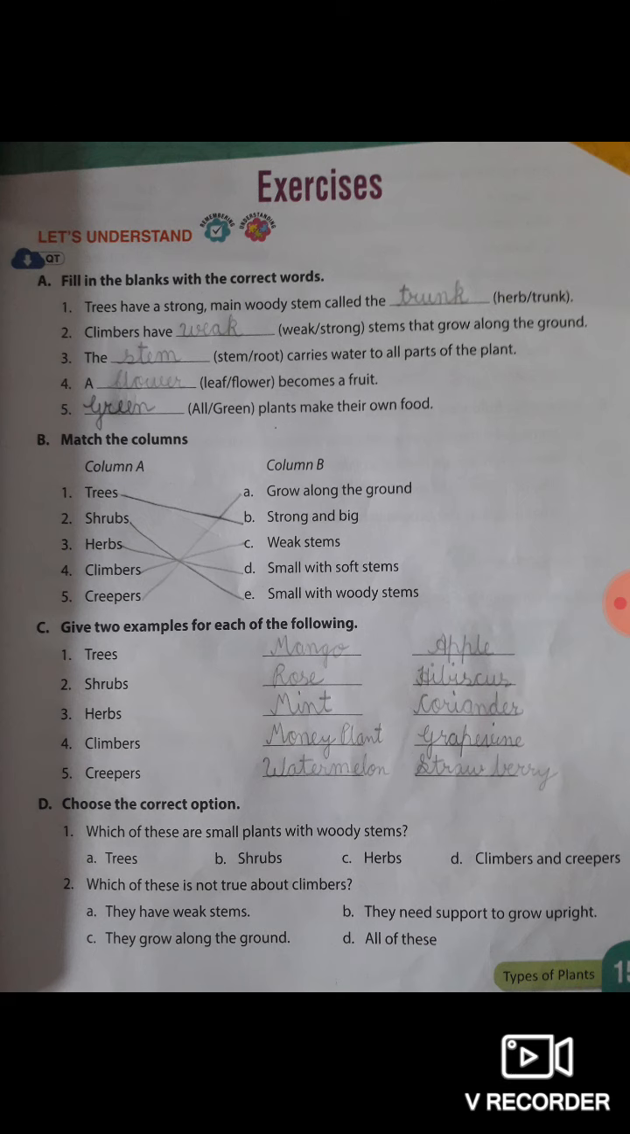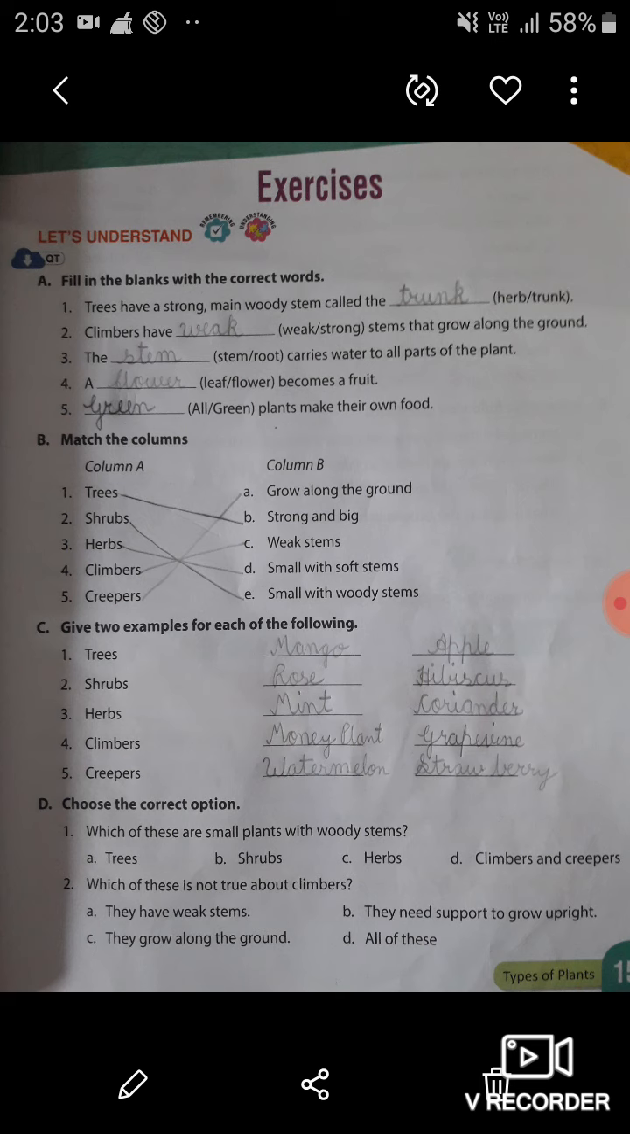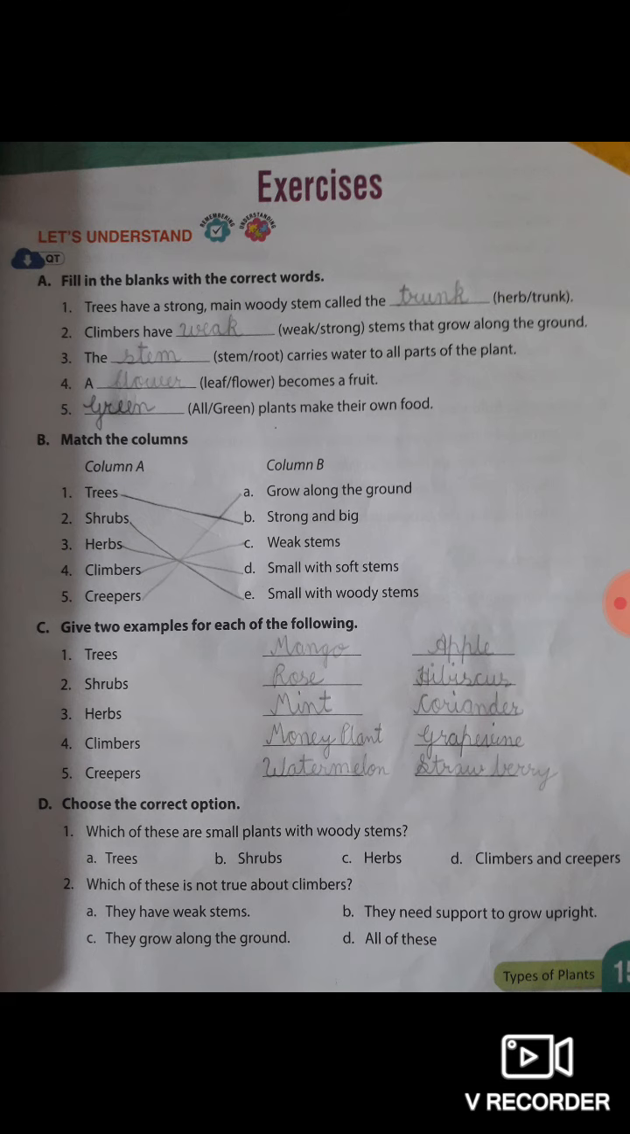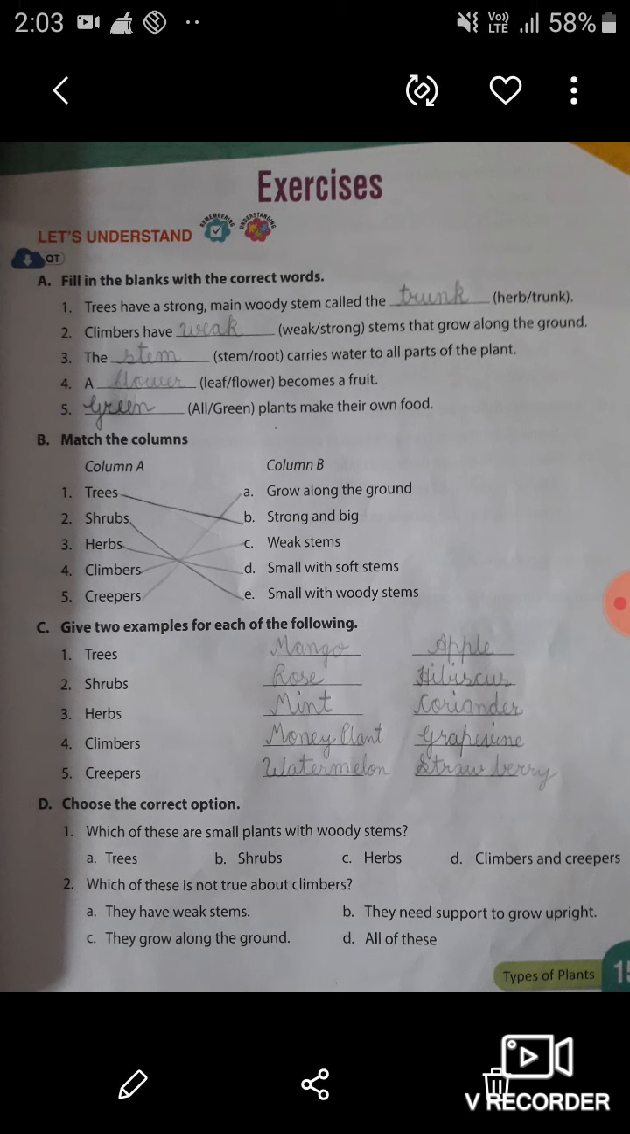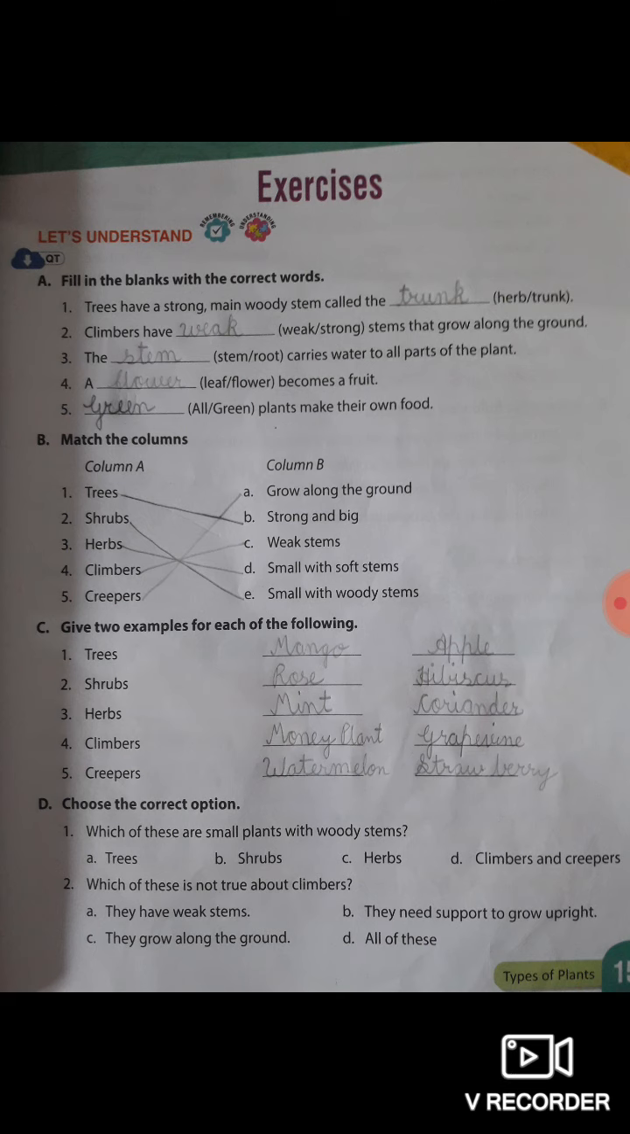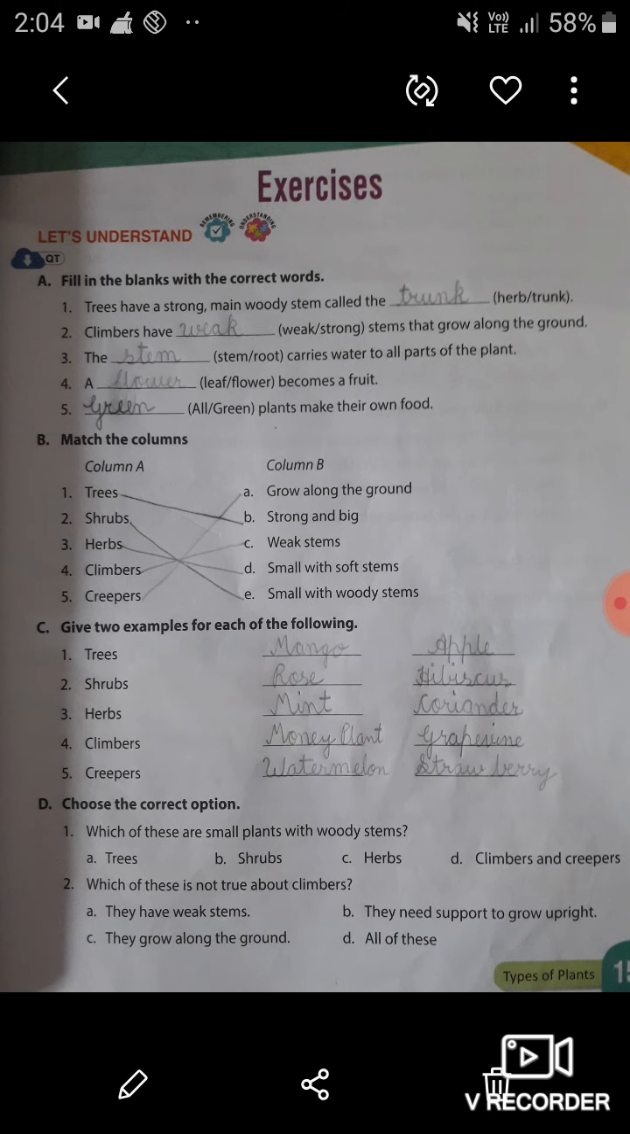The next one is herbs. So what are herbs? Small with soft stems are called herbs. So here you have to match the herbs with small with soft stems. Now let's come to the fourth one, climbers. So weak stems are called climbers. So here you have to match the climbers with weak stems. Now let's come to the fifth one, creepers. So students, you know very well, creepers grow along the ground. So here you have to match the word creepers with grow along the ground.